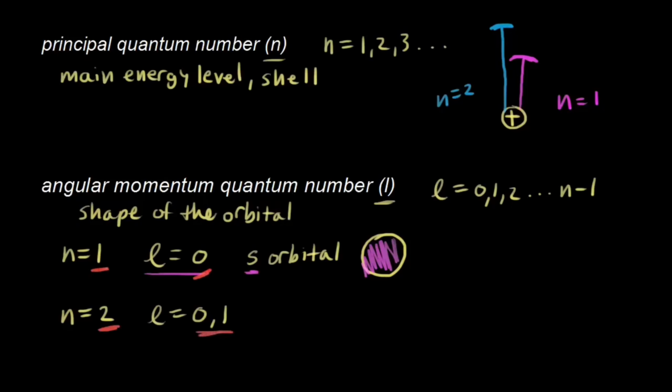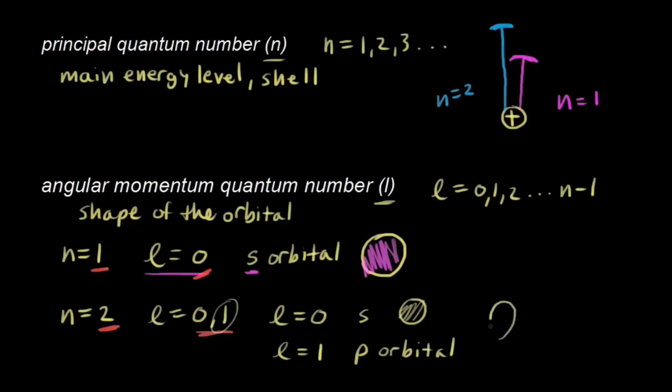We've already talked about what l equal to 0 means: an s orbital shaped like a sphere. But now, in the second main energy level, or the second shell, we have another value for l. So l is equal to 1. And when l is equal to 1, we're talking about a p orbital. So l equal to 1 means a p orbital. And the shape of a p orbital is a little bit strange, so I'll attempt to sketch it in here.